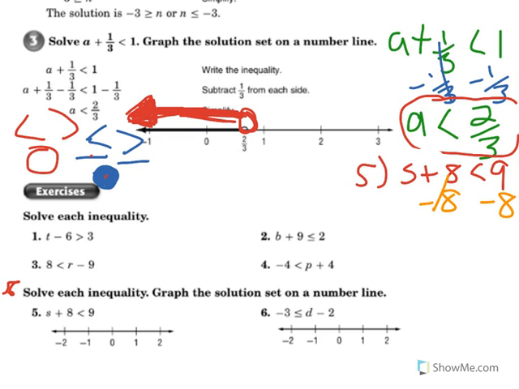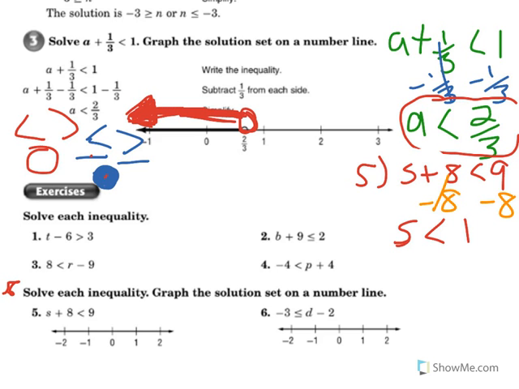They cancel on the left side. And if you do that, you're left with s is less than 9 minus 8, that's 1. So that tells us the answer is s is less than 1, meaning the answer is everything less than 1. It does not say or equal to, so that means it's not including 1.